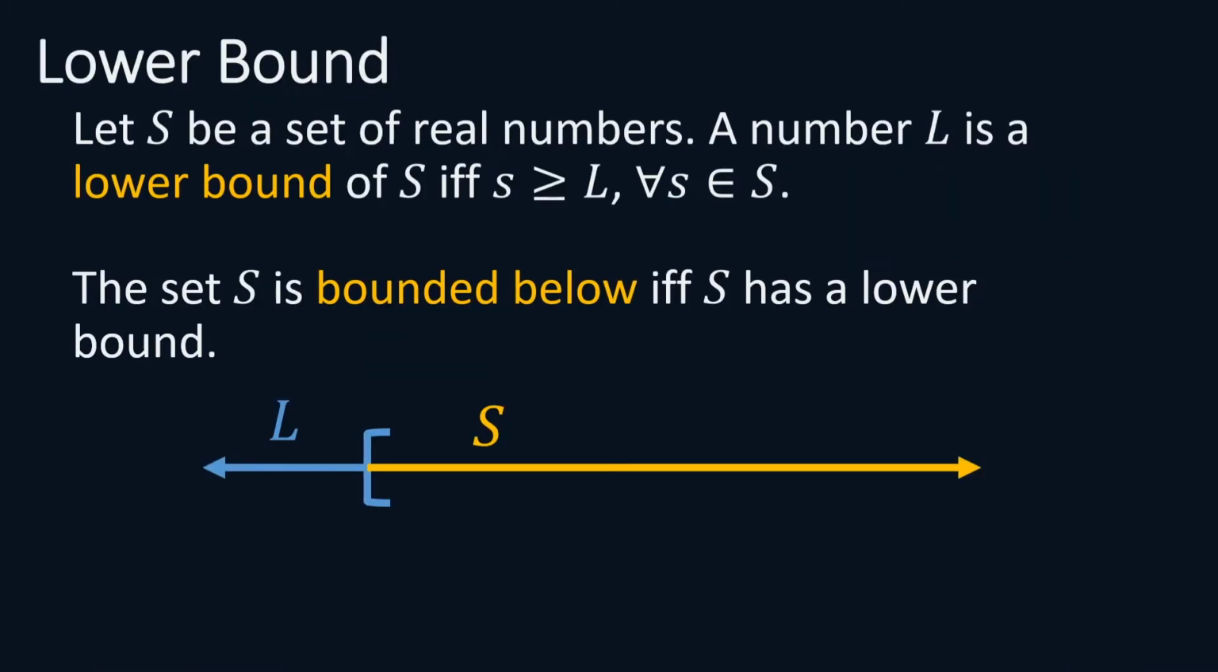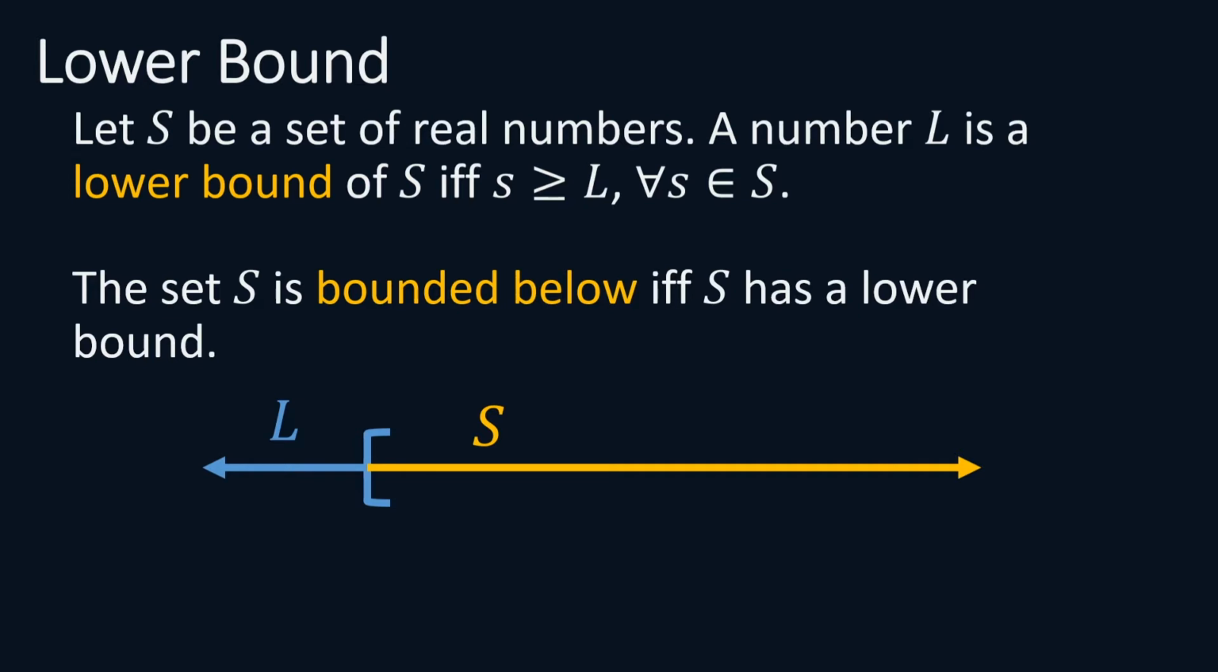What is a lower bound? A lower bound is a number and it is associated with a particular set. So let's have this definition. Let S be a set of real numbers. A number L is a lower bound of S if and only if s, which is an element of the set S, is greater than or equal to L, and this must be true for all elements s.